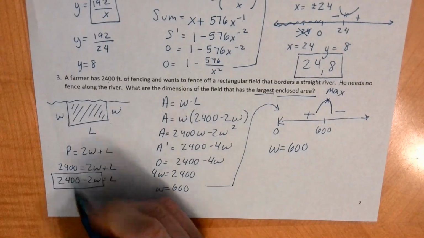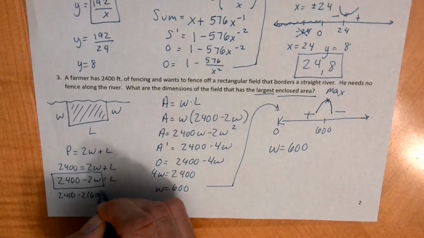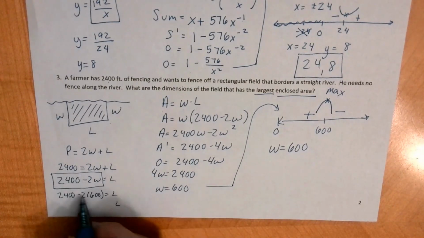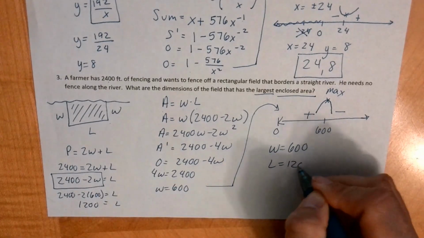So I'm going to come over here. I'm going to substitute my 600 in. So that would be 2,400 minus 1,200, which is 1,200. So I have a length of 1,200.